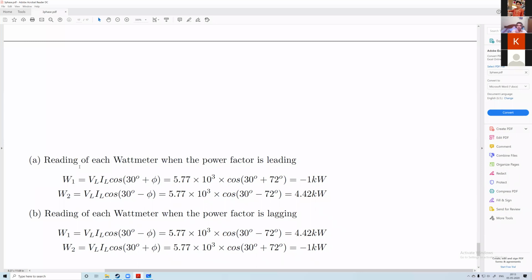Yes, Ishika, tell me. The 2 wattmeter method is by far the most important. The 3 wattmeter method, I don't think it's difficult. It's very obvious. And the problems are also very important. So focus on the 2 wattmeter method for both power measurement and power factor measurement.